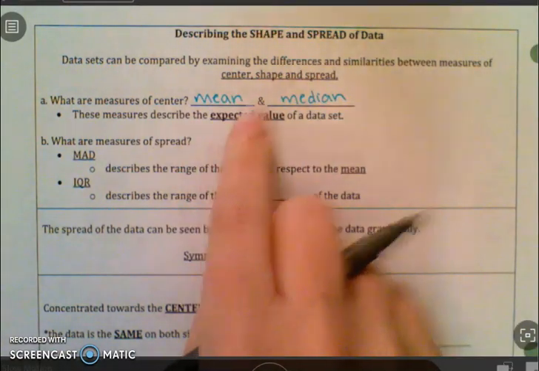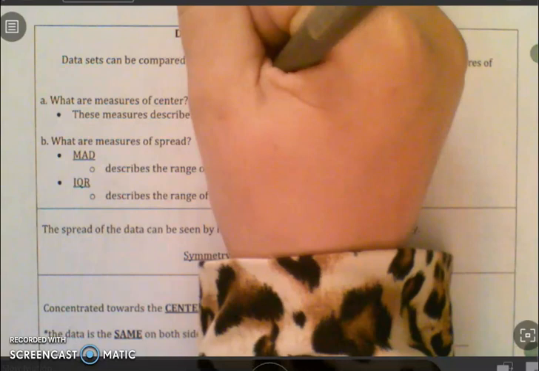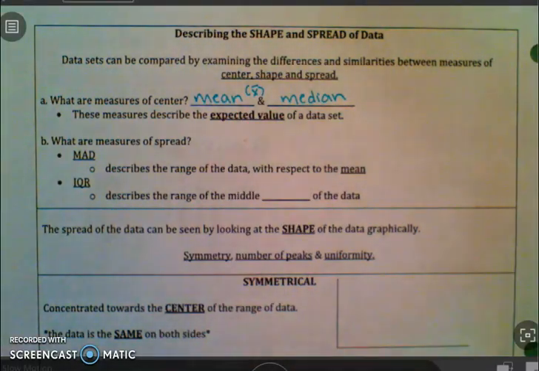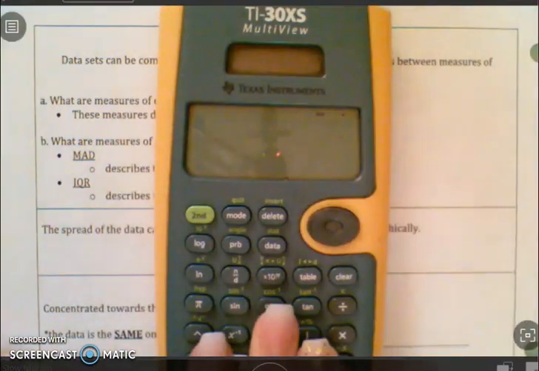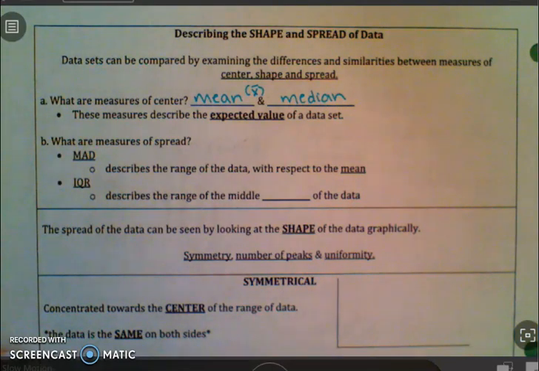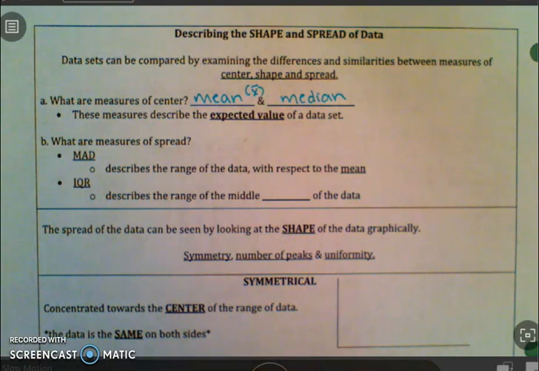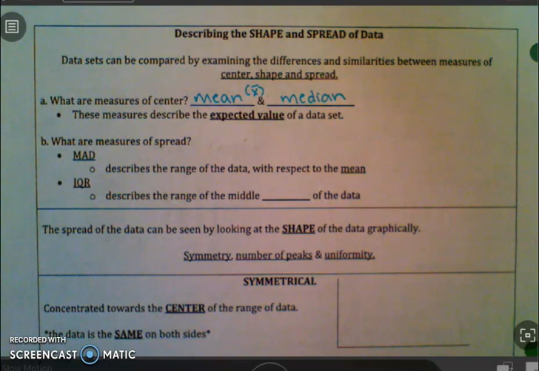Sometimes they denote mean by an X with a line over it, and that's called X bar. When we used to use the actual calculators, you can see it when we're using these, but because we're not really using these right now, we're trying to use the Desmos. You won't see X bar as much, but just know that's what that means. These measures describe the expected value of the data.